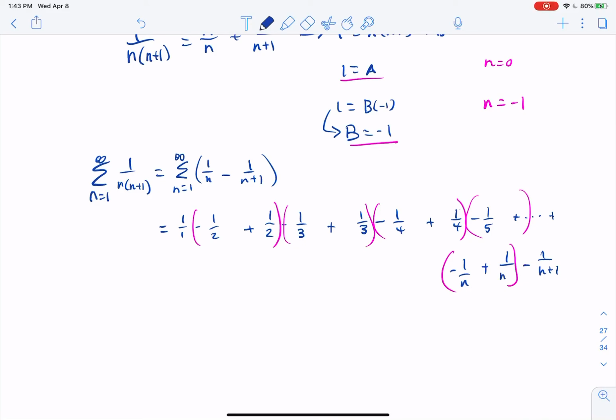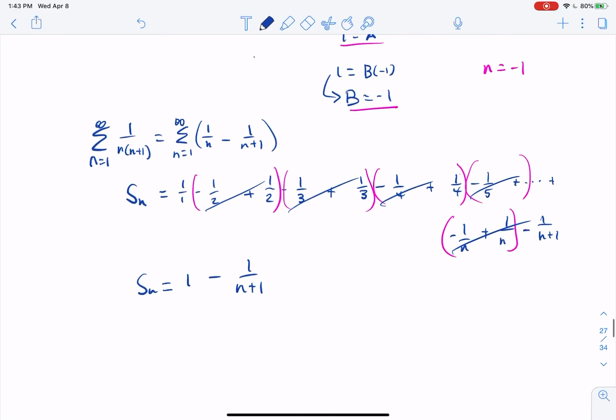And I did that, of course, because we can see cancel, cancel, cancel, cancel, cancel. You're left with only the first one and the nth one. I've got equals 1 minus 1 over n plus 1. This is not the whole series. This is basically the nth partial sum.